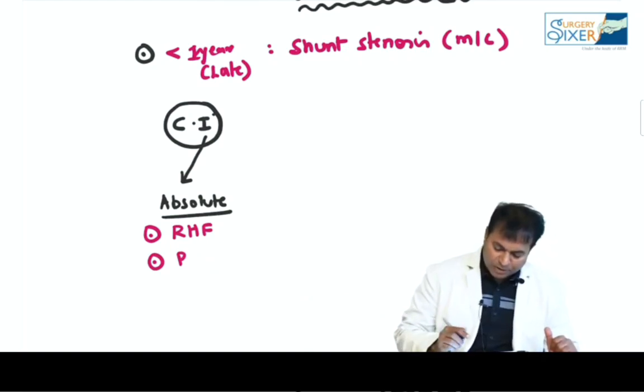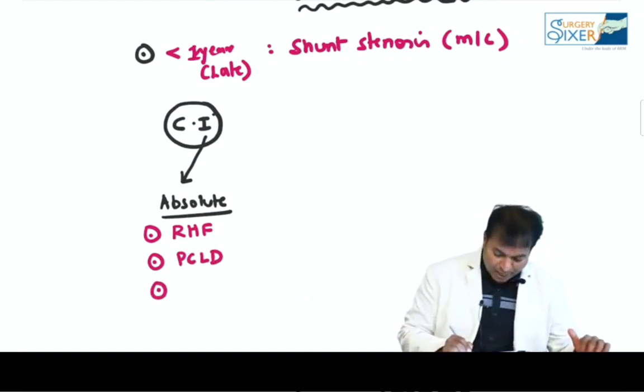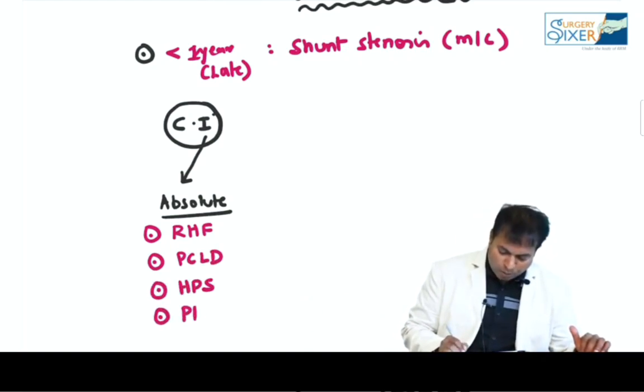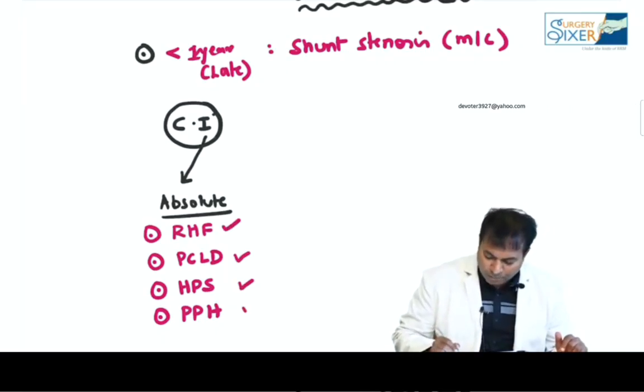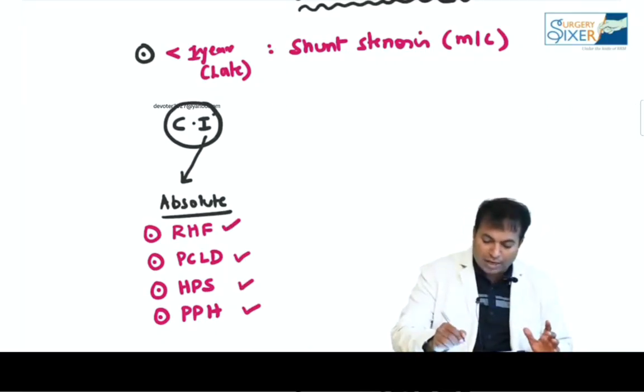Polycystic liver disease: we can rupture the cyst and it can bleed. Hepatopulmonary syndrome, portopulmonary hypertension, I hope you remember what these two are. So right heart failure, polycystic liver disease, hepatopulmonary syndrome, and portopulmonary hypertension are absolute contraindications for doing TIPS.